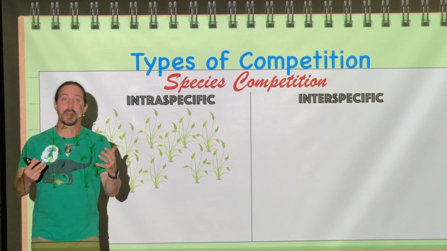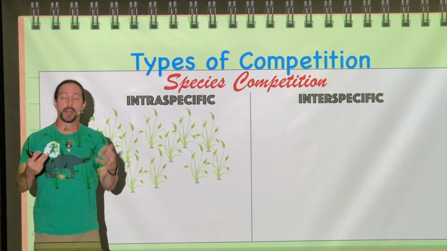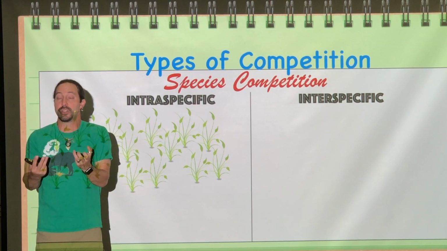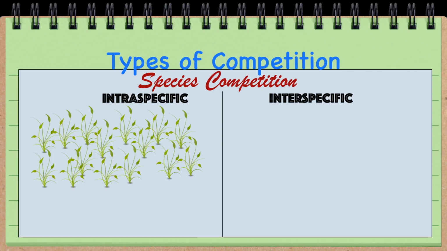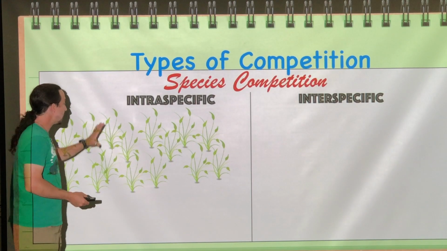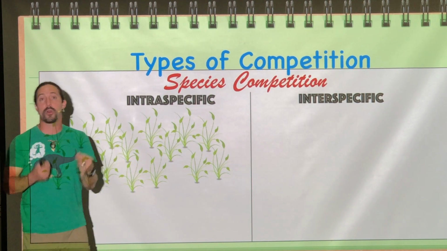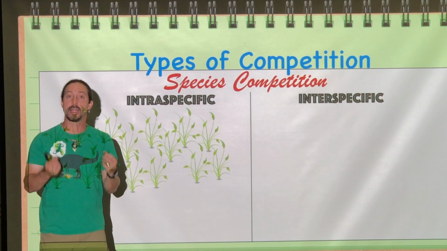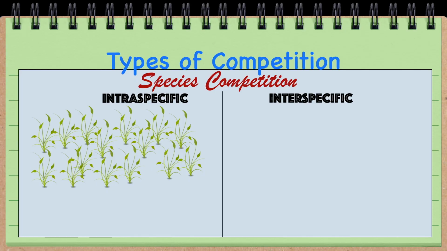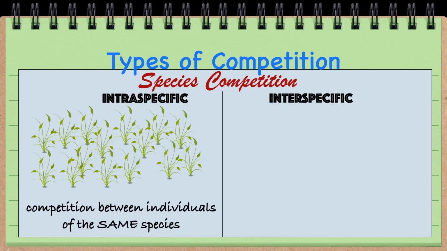And some of those plants are going to do really well, and some of the other plants aren't going to do as well. Different plants are all competing with each other, and they're all the same species. Each of these plants is going to try to reproduce, but not all of them will be successful in that endeavor. Competition between individuals of the same species, that is intraspecific competition.